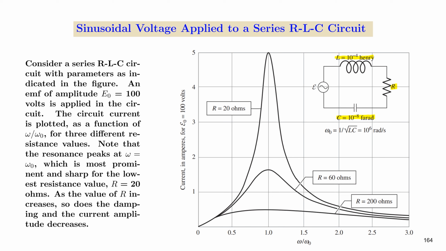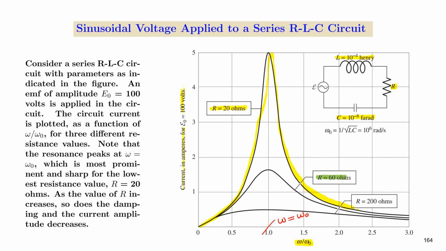On the x-axis we have omega over omega 0, and on the y-axis we have the current in amperes, and the input voltage has a magnitude of 100 volts. When the value of the resistance is very low, that is when R equal to 20 ohms, the current oscillations have the maximum amplitude. The resonance occurs at omega equal to omega 0.